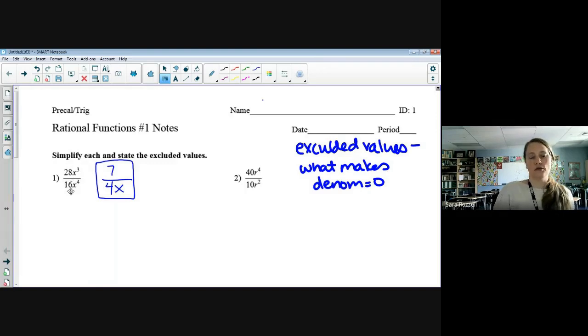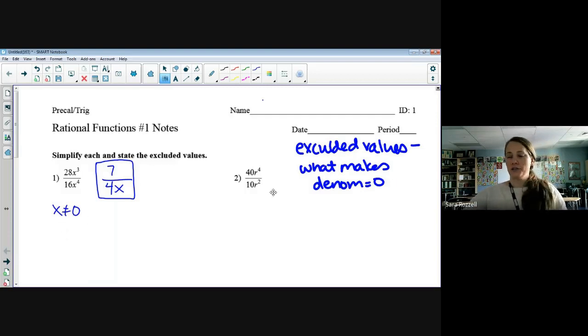So we look back at our original problem. What value for x would make this denominator equal to 0? What would we plug in there to make it equal to 0? 16 times what is 0? 16 times 0, right? So remember, if we don't have any addition or subtraction and we just have the variable x, our x cannot equal 0. That's what we're going to say here, because if I plug 0 in for x, 0 would be in the denominator. This is my excluded value.